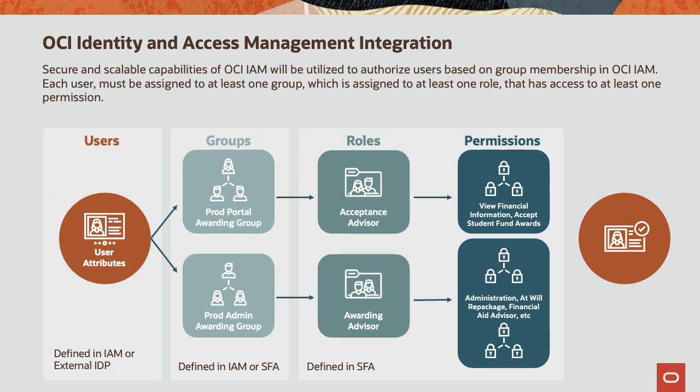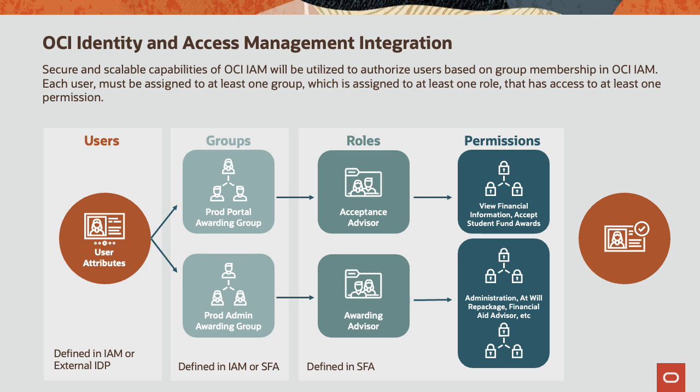Secure and scalable capabilities of OCI IAM will be utilized to authorize users based on group memberships in OCI IAM. Each user must be assigned to at least one group, which is assigned to at least one role, that has access to at least one permission.